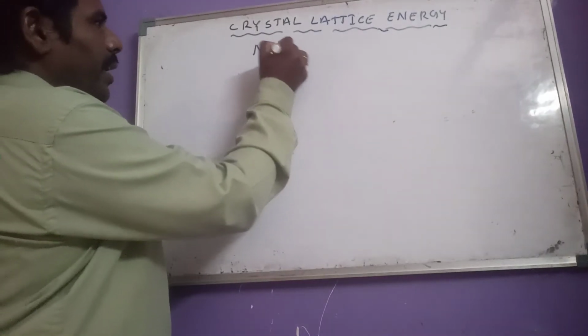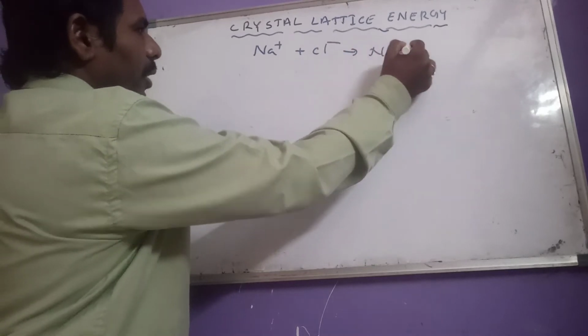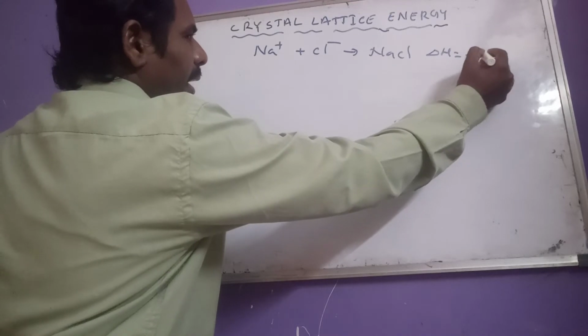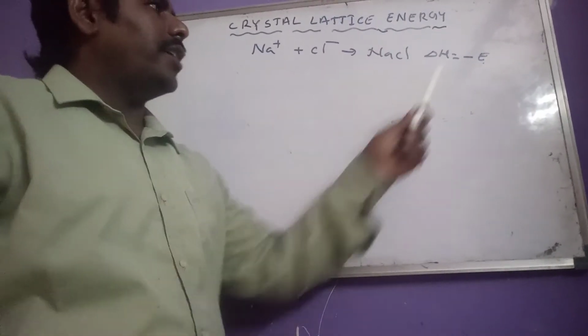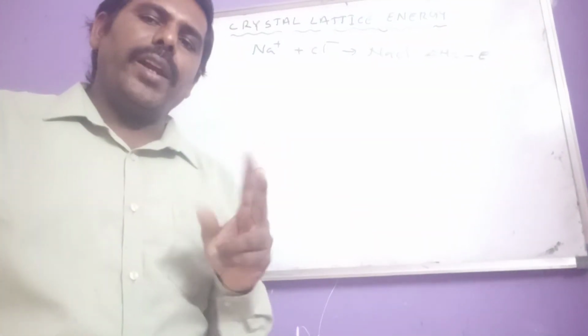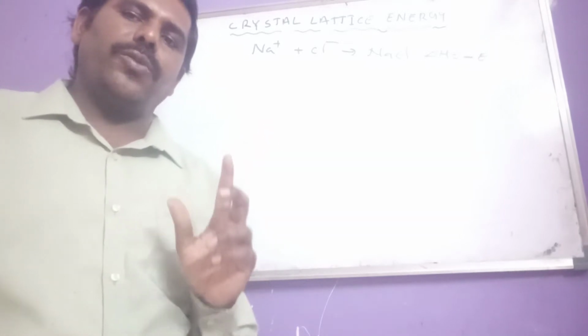Let us consider one example. Na+ and Cl- combine to give NaCl. At that time, some heat energy will be liberated. That is said to be crystal lattice energy. So two different types of definitions are there. Let us see the first one.